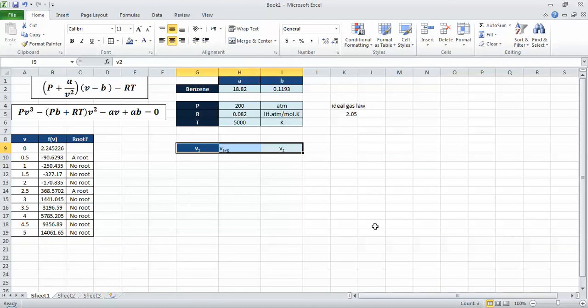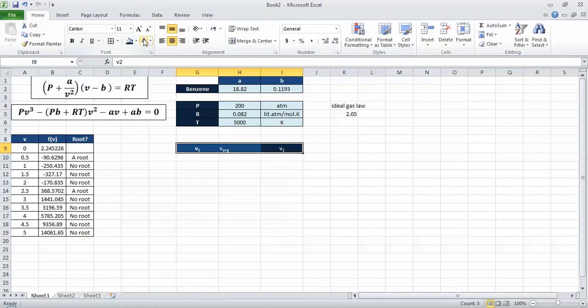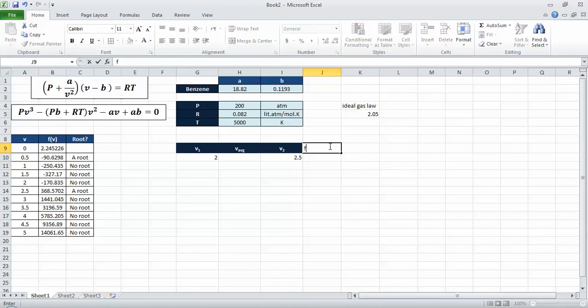So the first thing that we're going to do is put the values of 2 and 2.5 here, and then in these three cells we're going to calculate f of v1, f of v2, this is v average, and this is f of v2.